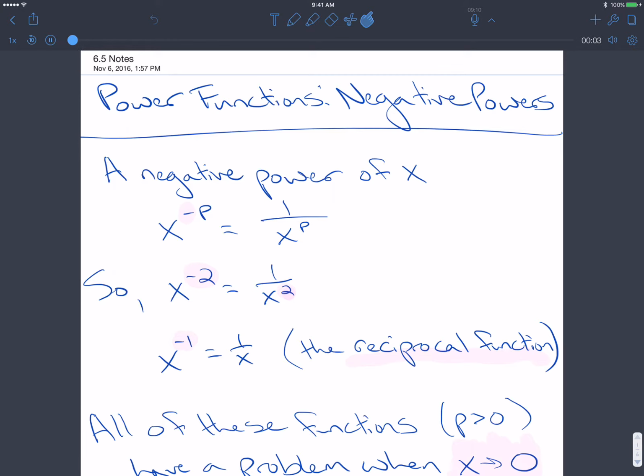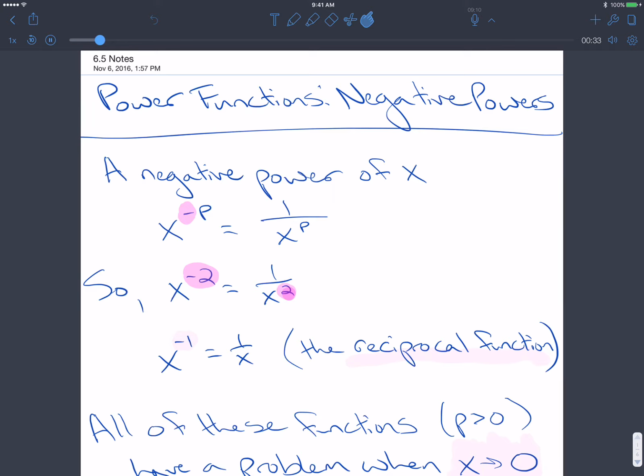Section 6.5 is talking about power functions with negative powers, which we have discussed a bit in class. So this is probably not a new concept. A negative power of x, right? If I have x to the minus p, where p is a positive value, that's going to correspond with 1 over x to the p. For example, x to the negative 2 power corresponds to 1 over x squared.